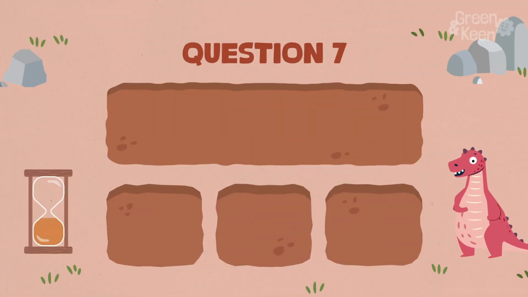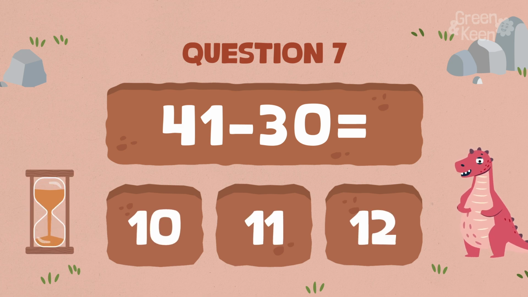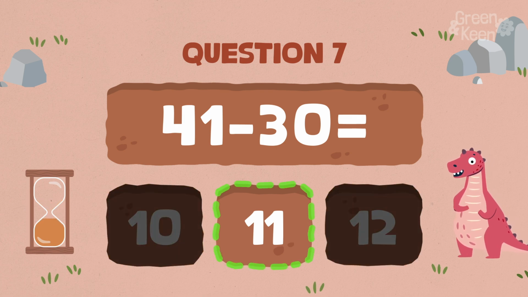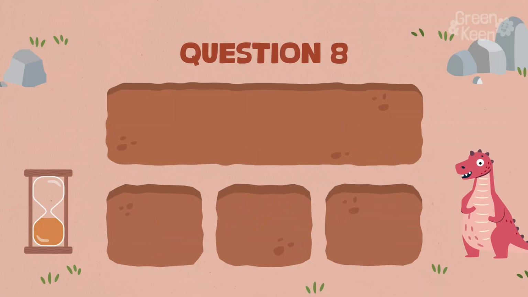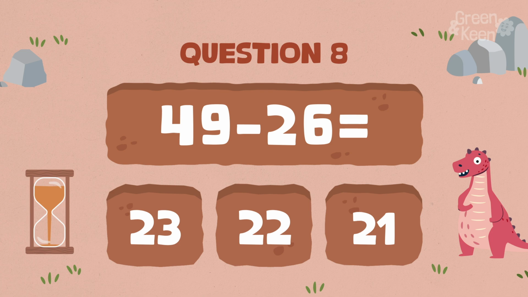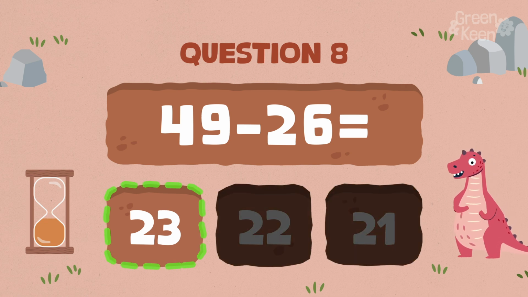Question number 7. 41 minus 30 equals... The answer is 11. Question number 8. 49 minus 26 equals... The answer is 23.